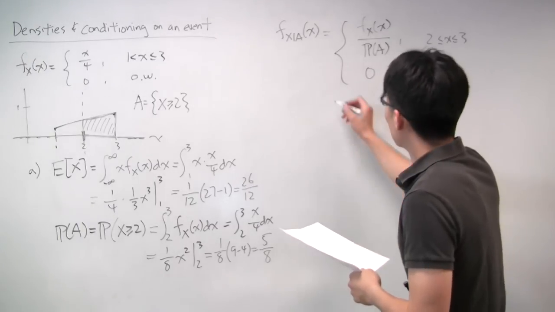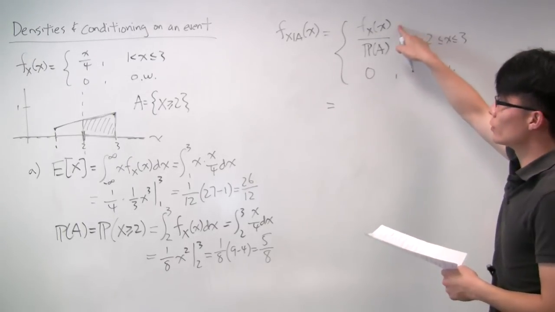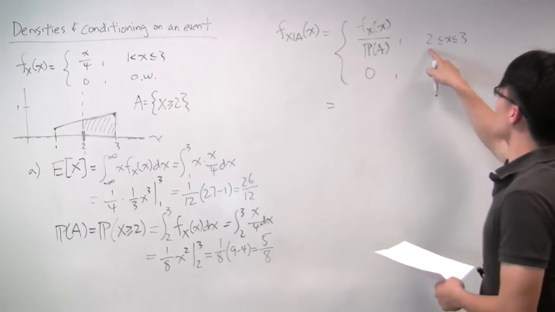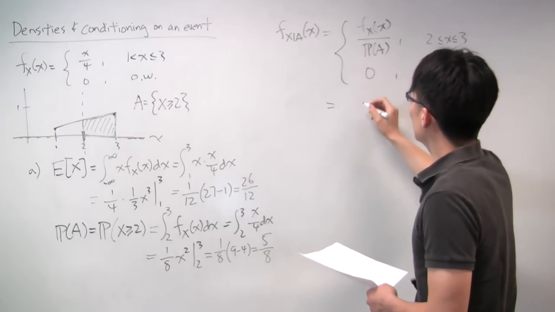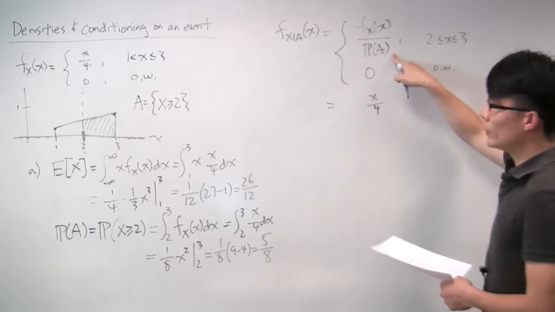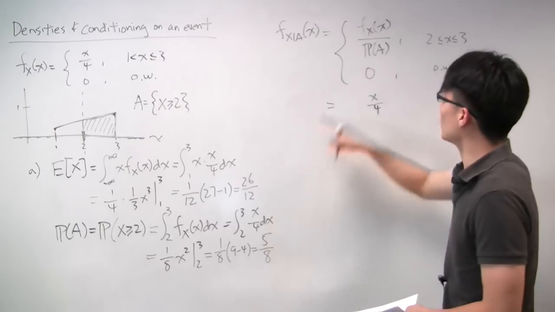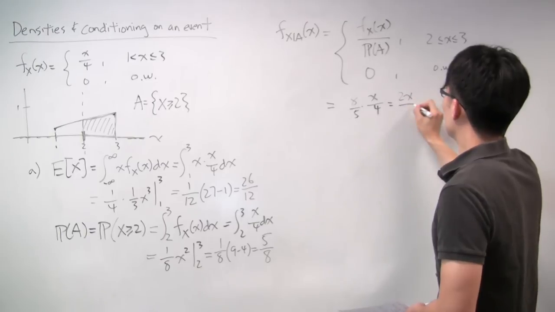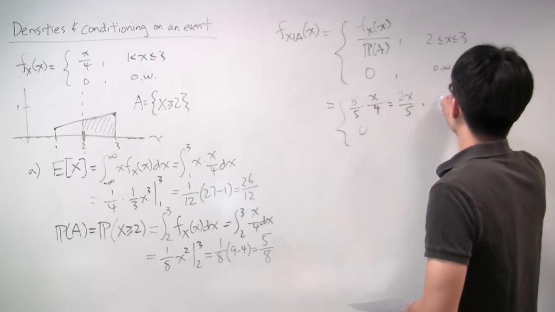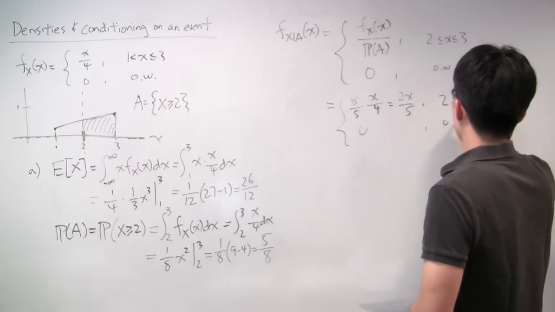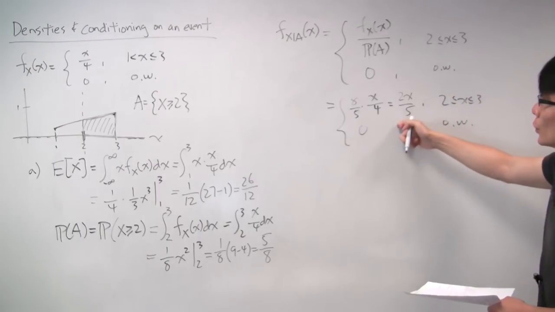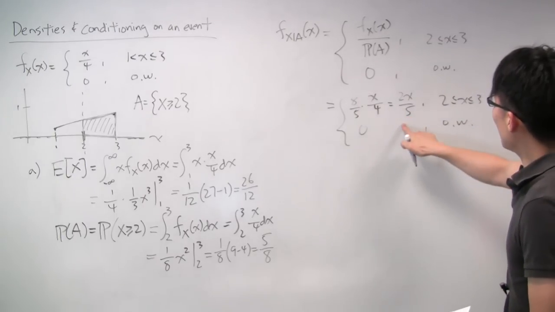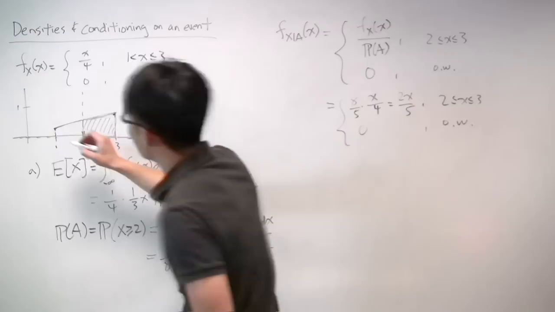Okay. Now, we know what these things are. The original density is x over 4, and that was valid from 1 to 3. And we're in 2 to 3, so that's still valid. So it's x over 4. And the probability of A, we calculated earlier, is 5/8. So when we divide by that, we get 8/5. And when you simplify this, you get 2x over 5. And that becomes your new density. We could also plot out what this is, and it would look something like this.